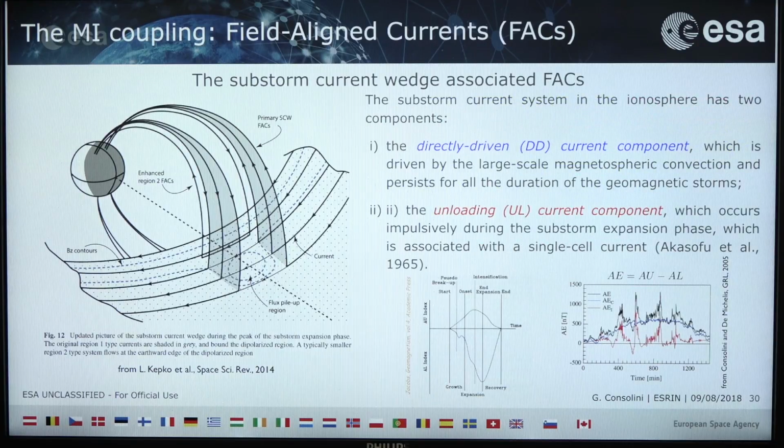The directly driven, which is the enhancement of convection. You can see here you have enhancement of convection that generates an enhancement of the energy which is transferred to the ionosphere. And then the loading-unloading processes that occur in the tail, which appear in terms of bursts of activity.